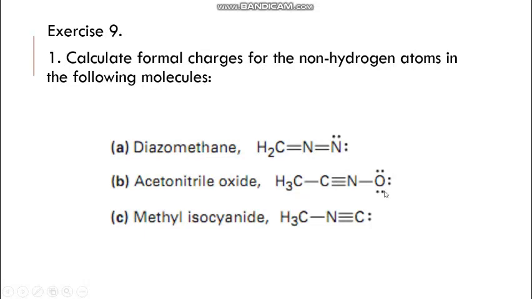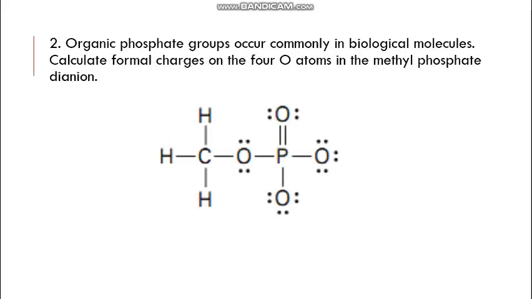Now, on your exercise number 9, calculate the formal charges for the non-hydrogen atoms in the following molecules. So, you will determine the carbon, the nitrogen, and the oxygen. Okay, now, you should include the formula or the solution kung paano nyo na-determine yung mga charges ng mga non-hydrogen atoms. Okay, number 2, organic phosphate groups. You will calculate the formal charges on the 4 oxygen atoms in the methyl phosphate dianion. Okay.